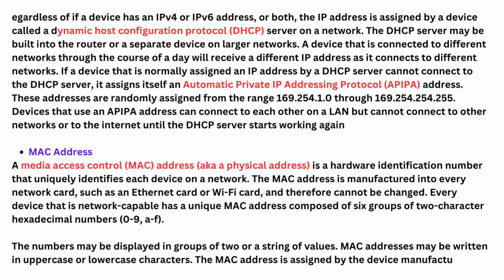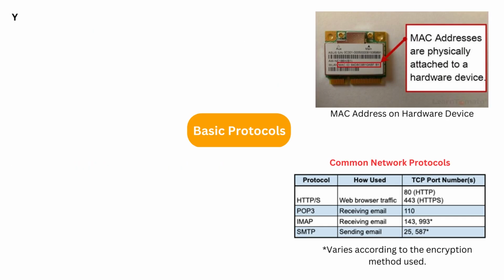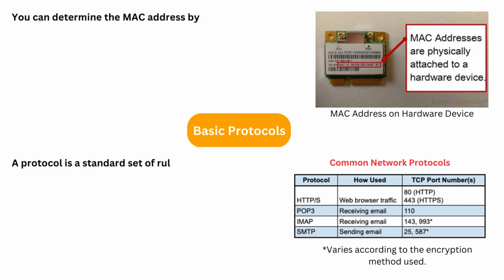The MAC address is assigned by the device manufacturer and is used to determine which device or devices will receive data. Network adapters have the MAC address on a label. You can determine the MAC address by using the network utilities covered in the previous section.